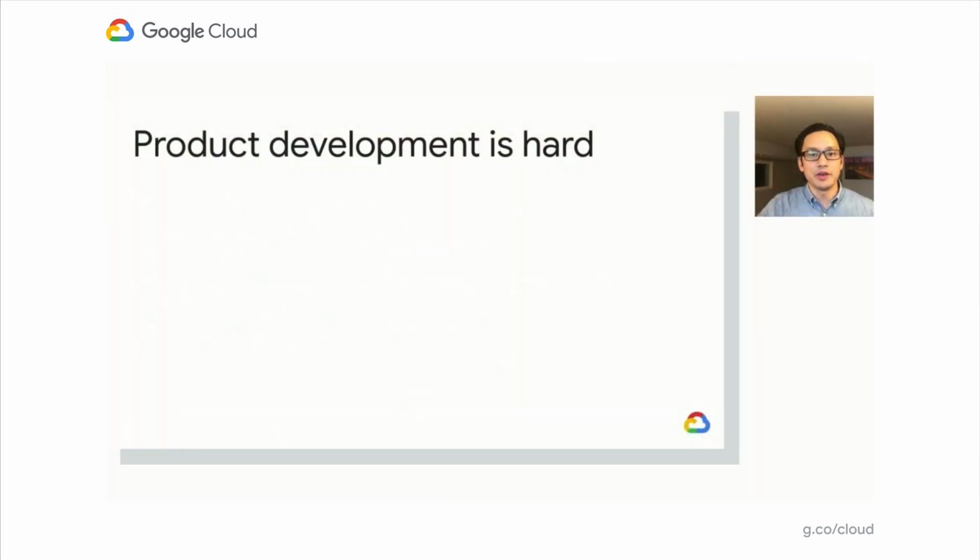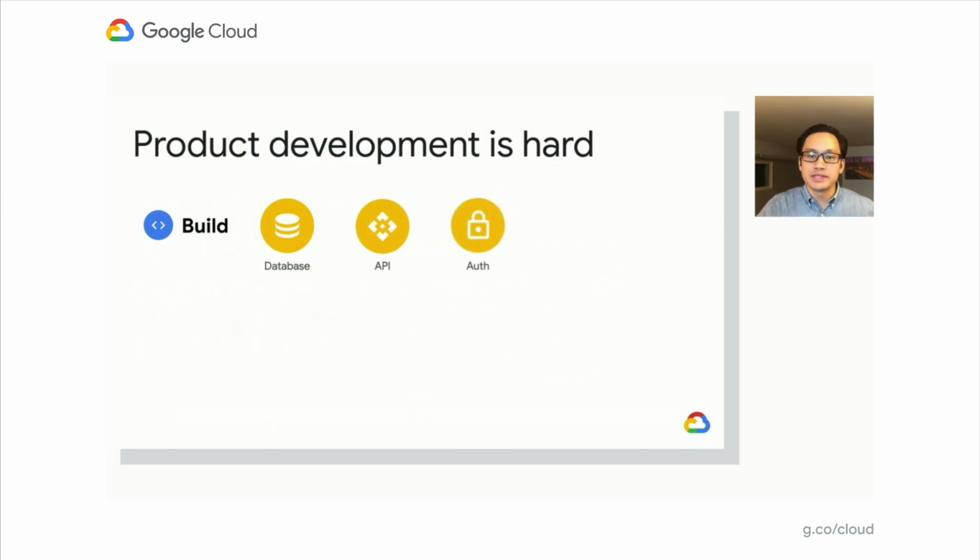Okay, face it, product development is hard. Not only do you have to focus on providing value through your core business, you also have to build complex applications composed of several components. Applications typically start with a database. This is followed by APIs in front of the database to handle client queries. Of course, you will have to keep your data secure, so you'll need to add an auth layer to manage both users and access to the APIs.